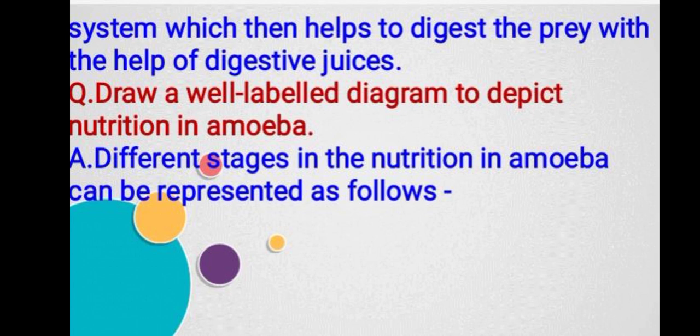Next question is related to diagram. Here the question tells us to draw a well-labeled diagram to depict the nutrition in amoeba. We can write like this: different stages in the nutrition in amoeba can be represented as follows.